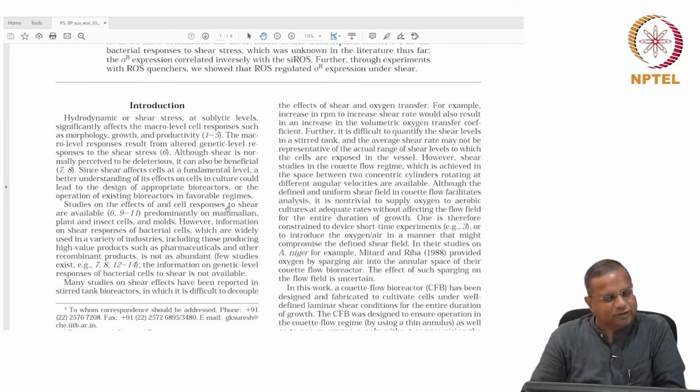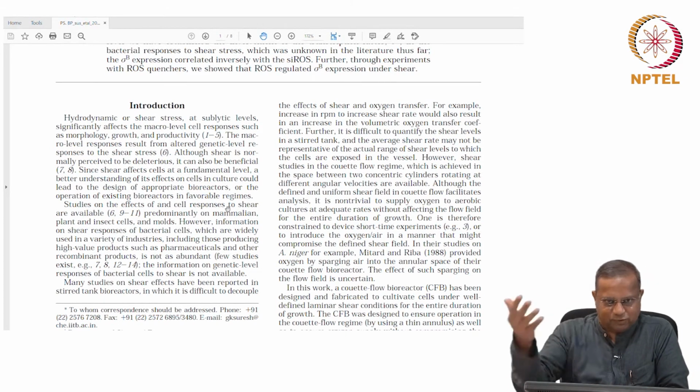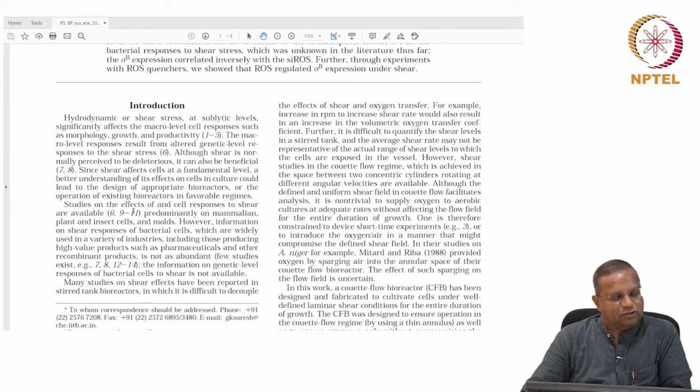Okay, this is way back, 17 years ago. 17 years ago this was published. So, the work was done 2 years before that. Studies on the effects of and cell responses to shear are available, predominantly on mammalian, plant, and insect cells. However, information on shear responses of bacterial cells, which are widely used in a variety of industries, including those producing high value products such as pharmaceuticals and other recombinant products, is not as abundant. The information on genetic level responses of bacterial cells to shear is not available. Okay. So, that is what we started. That was our motivation to get into this work.